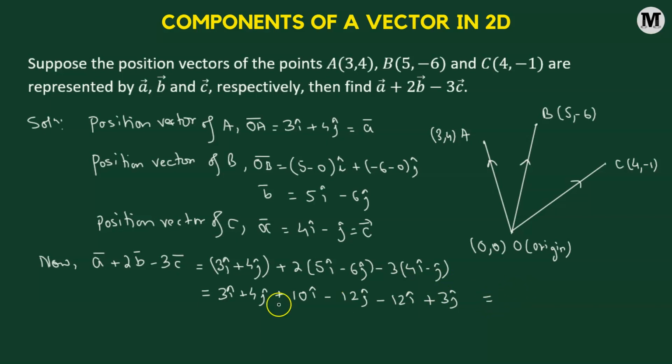And finally, that's going to give us 3 i cap plus 10 i cap. Now that's going to be 13 i cap, and minus 12 i cap is going to give us positive i cap. Then we have 4 j cap minus 12 j cap. Now that's going to be negative 8 j cap. And to it, we're adding positive 3 j cap. So that's going to give us negative 5 j cap. So this is going to be the value of A vector plus 2B vector minus 3C vector.